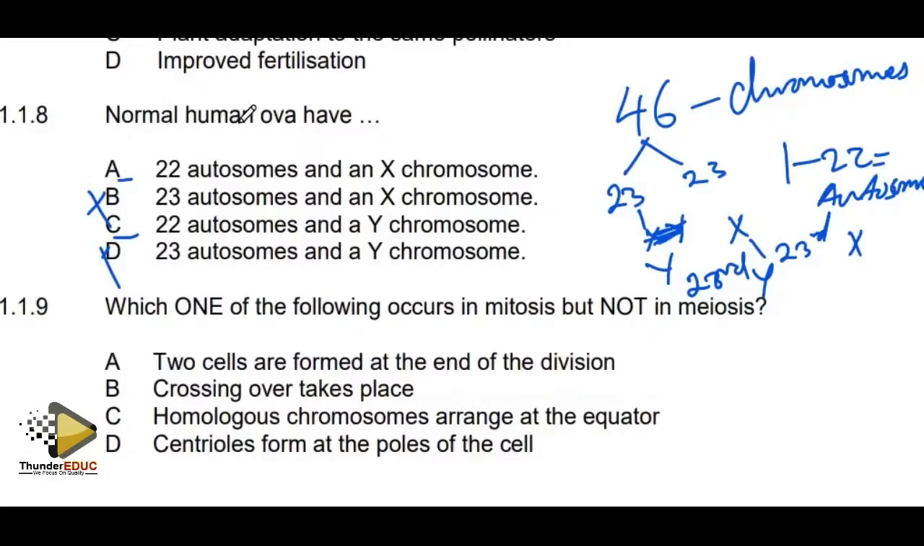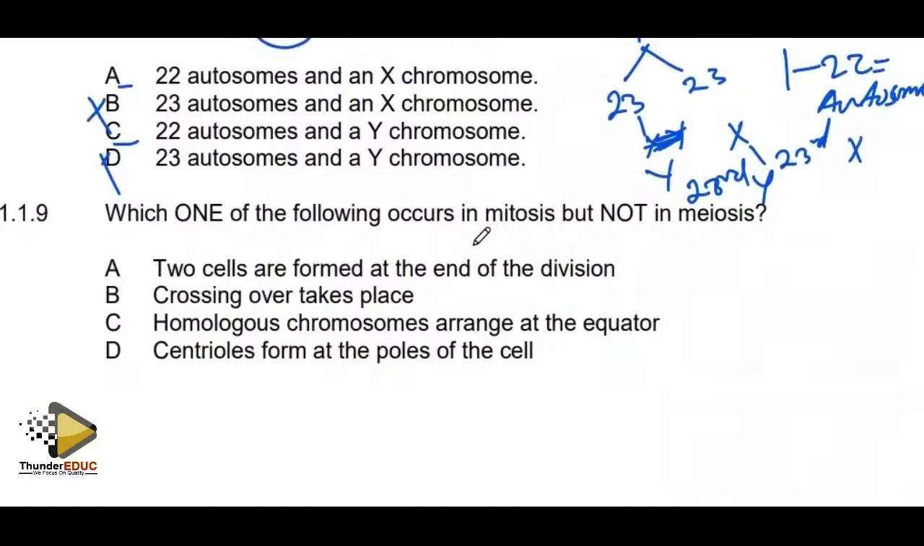But they're saying a normal human ova. When they talk about ova, they are talking about a female. So this must go to female. If it is a female, female can't have Y. They're always having X. So it means that the answer is going to be 22 autosomes and an X. It can't be 22 autosomes and a Y, because then it is going to become a male, it's going to become a sperm. So basically it is an ova. It is not a sperm.